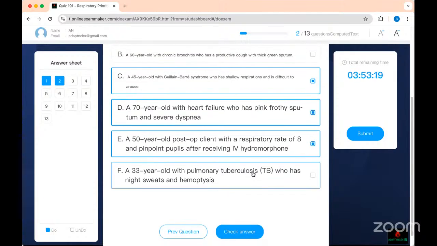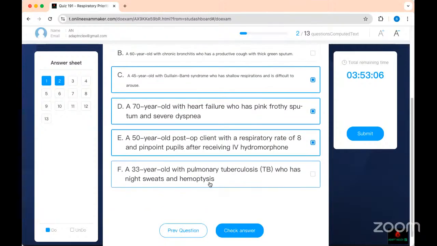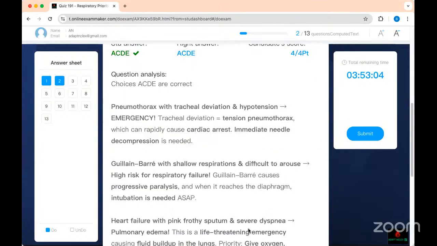If you have tuberculosis and you have night sweats and hemoptysis, this is an expected finding. So don't pick that one. So these are all little things that will trap you. Don't let them trap you, okay?